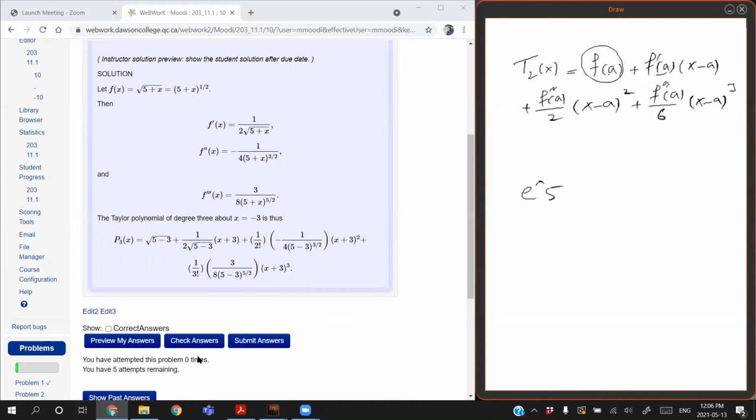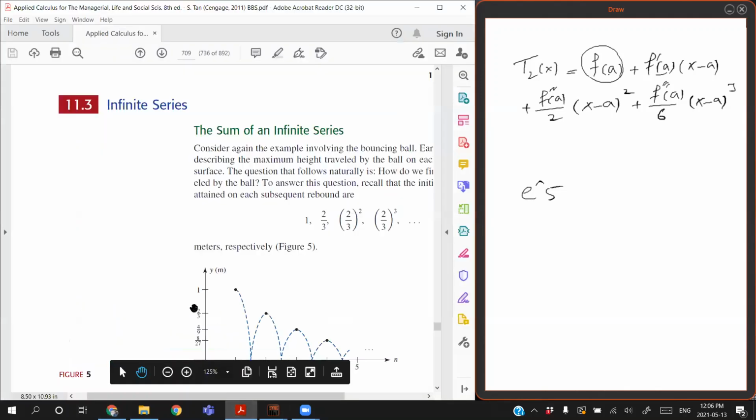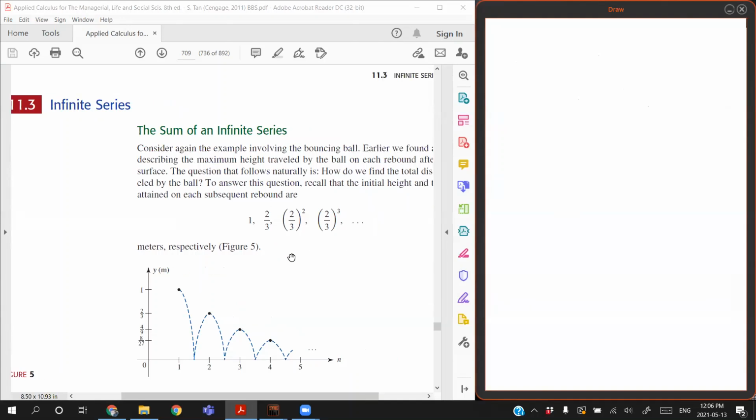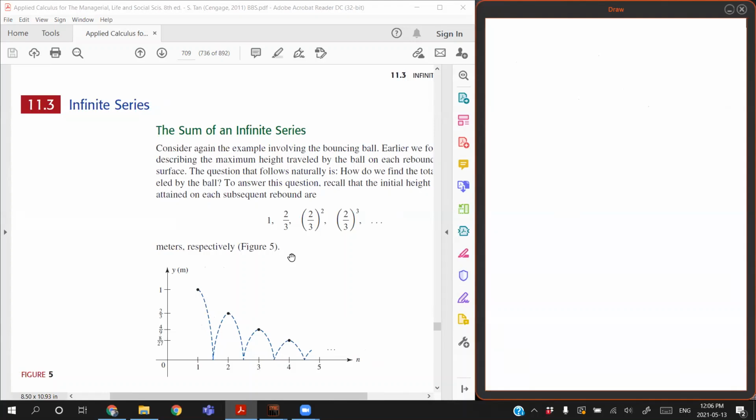So today I'm going to talk about infinite series, which is the sum of an infinite series actually. So this depends heavily on our discussion of sequences. I hope you remember everything we said about sequences, because a series is defined based on a sequence.